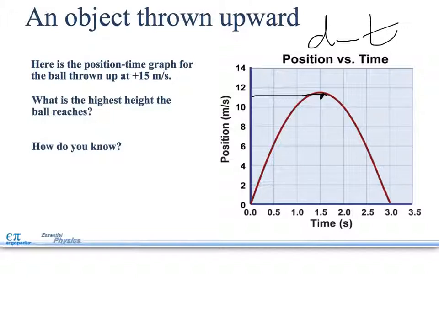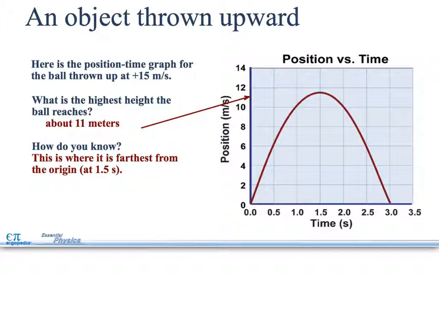How did you know that? It is where it's farthest from the origin. So here's your origin, and the farthest point from that would be how high it went for a d-t graph, or at 1.5 seconds, like we said back at the other one, where velocity was 0.